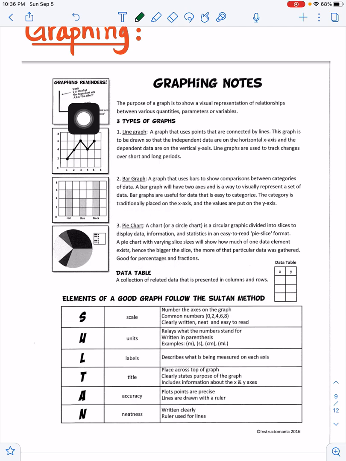Right here it talks about the X and Y axis, a data table when we use that, and then something called the SULTAN method. SULTAN stands for scale, units, labels, title, accuracy, and neatness. These are the different things you must include in a graph, so you do need to read over this and annotate it, highlight, just to make sure you remind yourself of all the graphing rules.